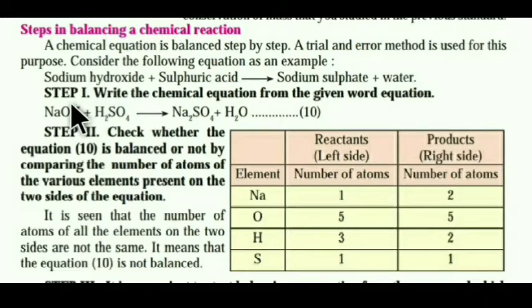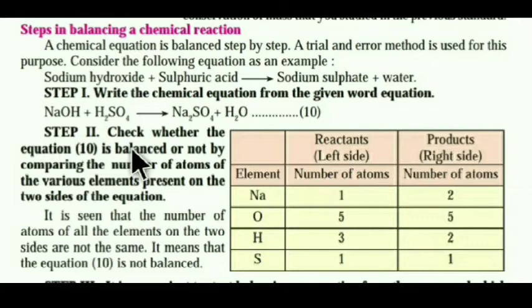Let's see the first step. In step first, write the chemical equation from the given word equation. Hence, this is the word equation. We are converting this into the chemical equation. Hence, sodium hydroxide NaOH plus sulfuric acid H2SO4 gives sodium sulfate Na2SO4 plus water, that is H2O, and this is equation number 10. So this is the first step.